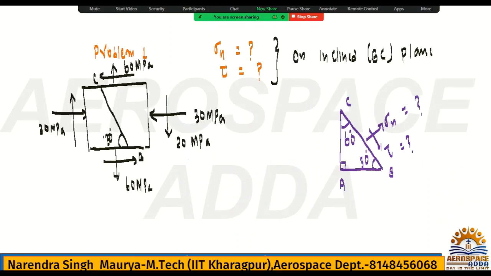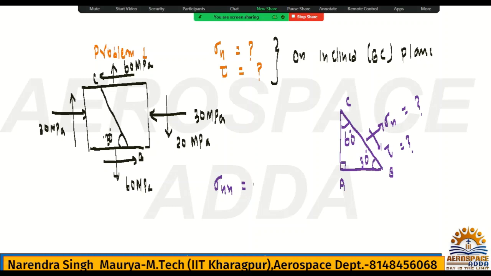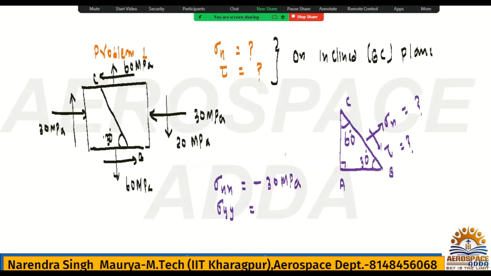Second thing, check sigma xx, whatever sigma xx you have taken in the formula. That sigma xx is for tensile, with the arrowhead going outward. That means tensile, so it is positive. But here in this case it is compression, so the value will be minus 30 megapascal. Coming to sigma yy, in your formula sigma y is tensile. For tensile you have written the formula, and here it is also tensile, hence it will be positive, so you write 60 megapascal.